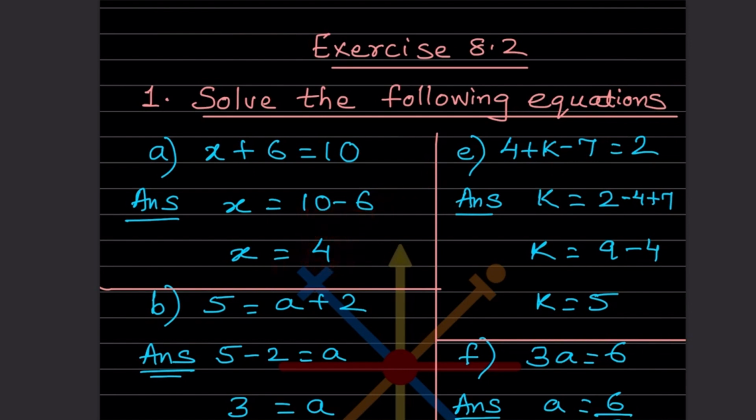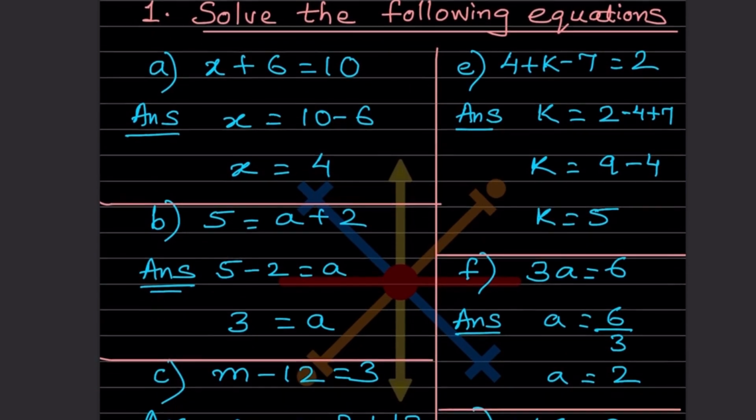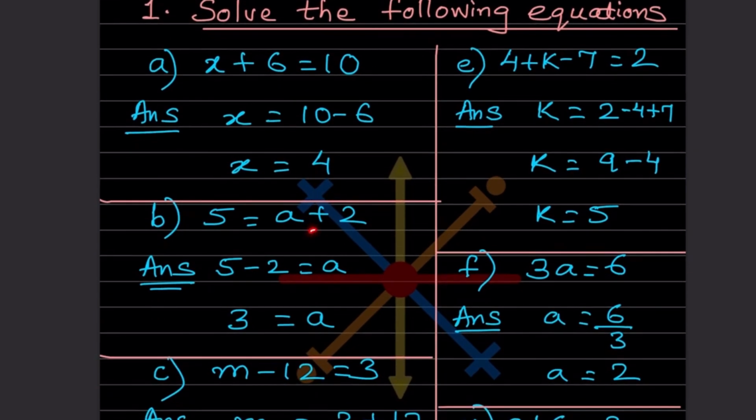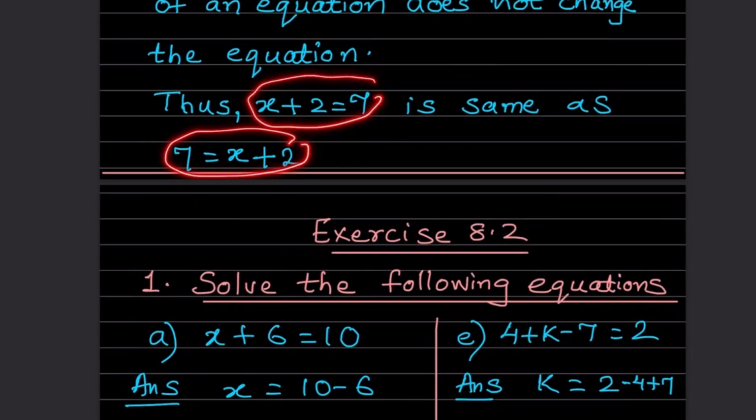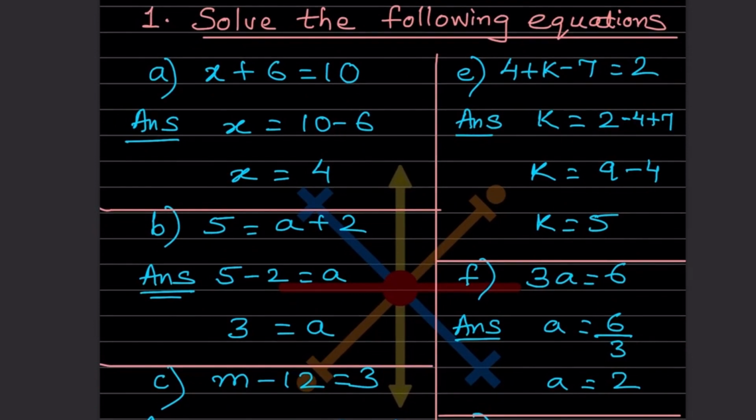Okay, the next one says 5 is equal to a plus 2. So this we can do in two ways. First, as I said, even if we change the sides, it remains the same. Now if I take this plus 2 to the left side, what do I get here? 5 minus 2, and this is a, on the right hand side. So 3 is equal to a.